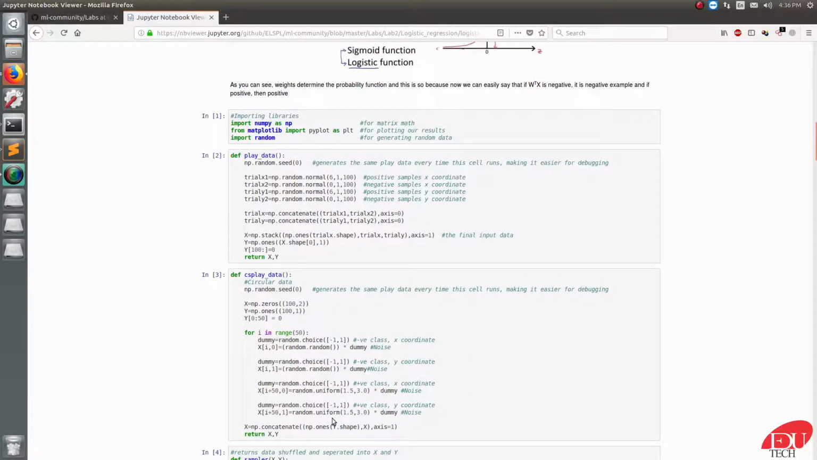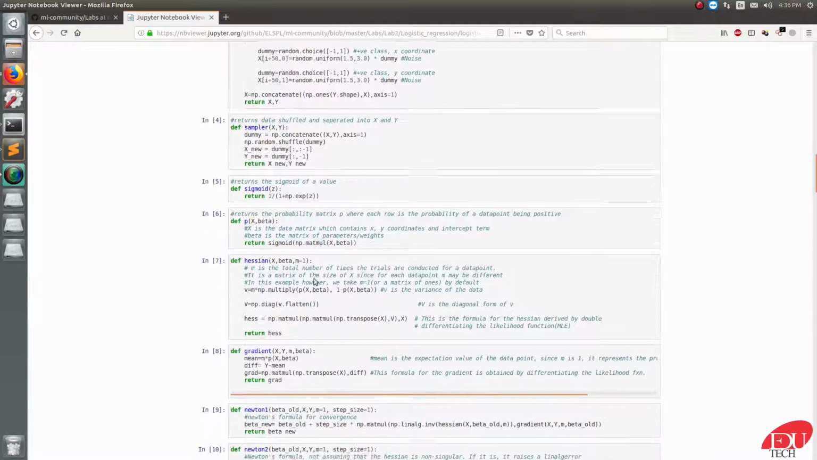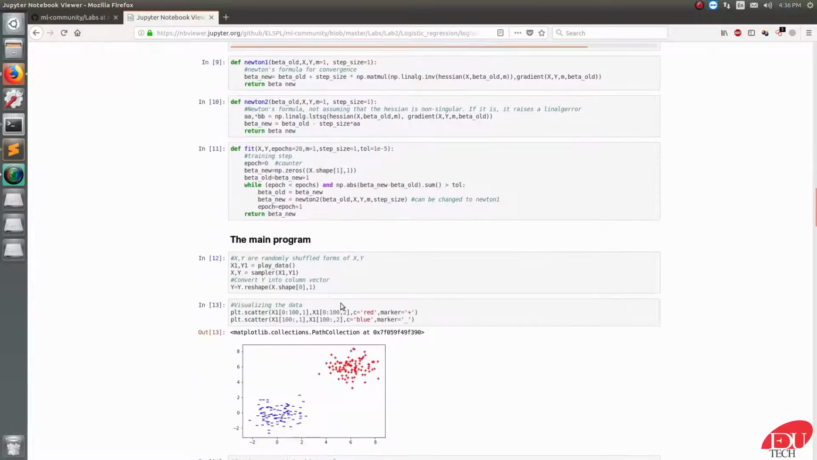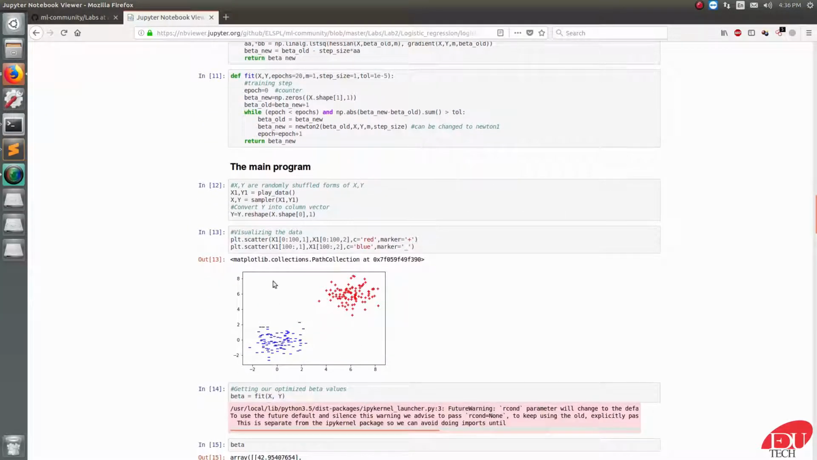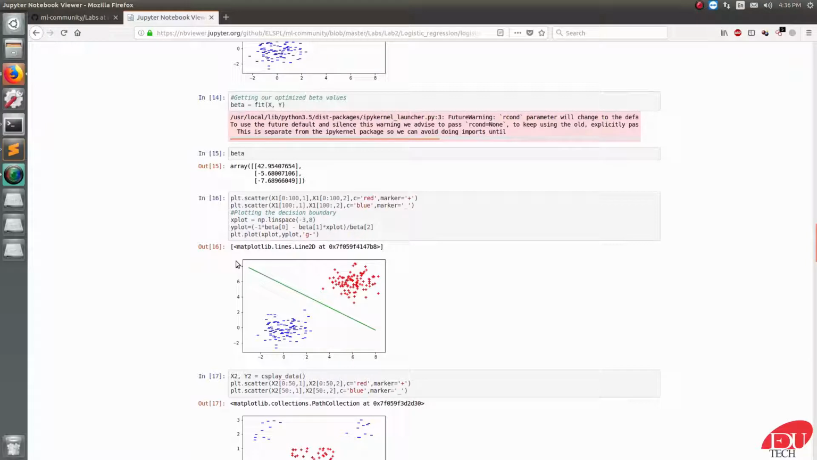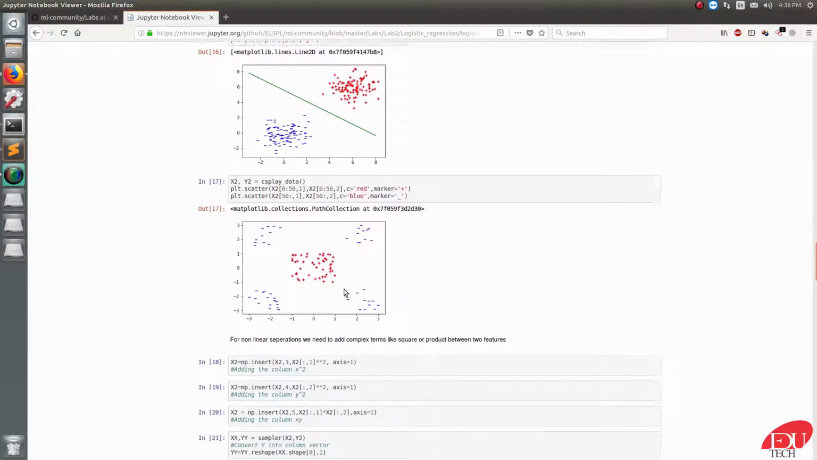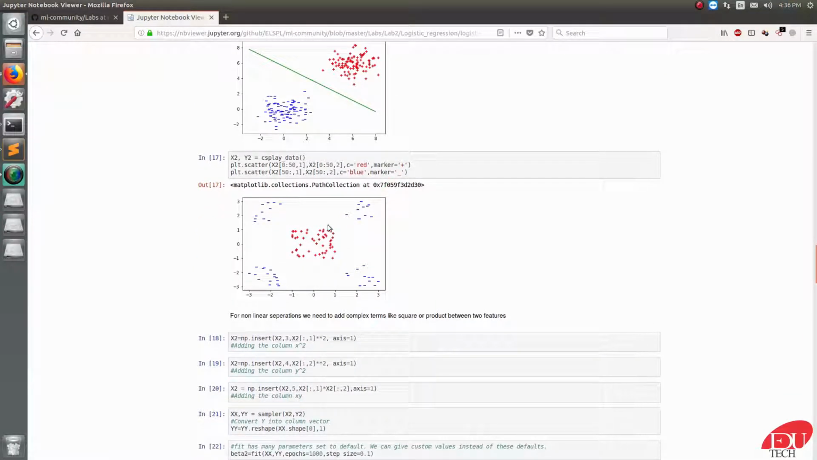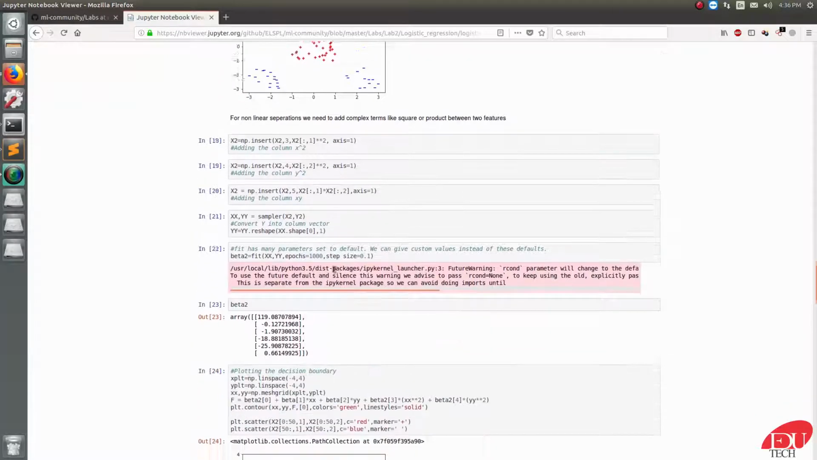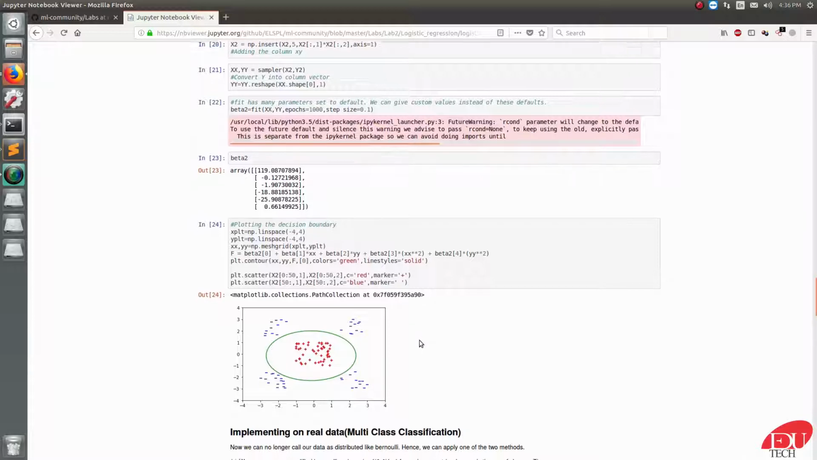We have two types of toy data, one with linear separators and one with non-linear separators, or the circular data. There are different functions for this, and this is the first type of our toy data, where we can find a line which separates the two data sets. And as you can see, the logistic regression produces such a line. This is the second type of our data, which is circular data, and we need a non-linear separator for this. And our algorithm can also produce a non-linear classifier.